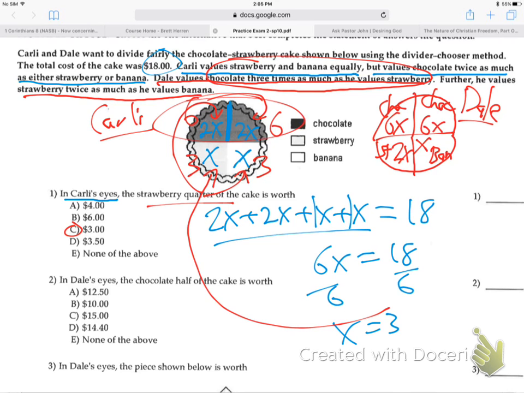6X for each of the chocolates. He just loves chocolate. See that? See how I came up with that? So start with the lowest, banana, call that X. Strawberry's double, 2X, and then chocolate is triple that.